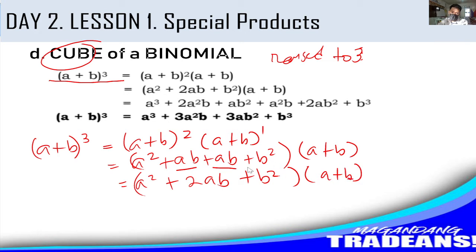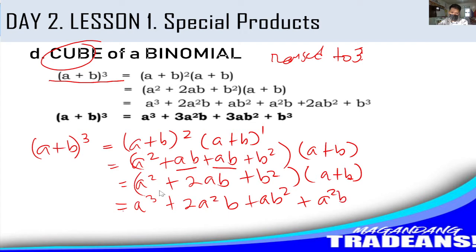Okay, next, you are going to multiply this using distributive property. So a squared times a, this one, we have a cube. Next, 2ab times a, that is 2a squared b. Next, b squared times a is ab squared. And the next one is a squared times b, that is a squared b.